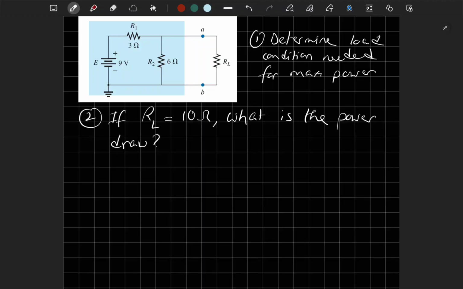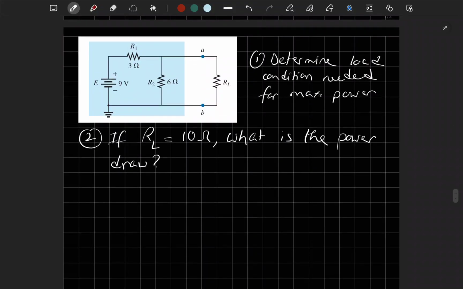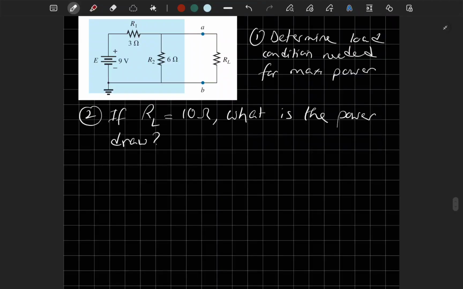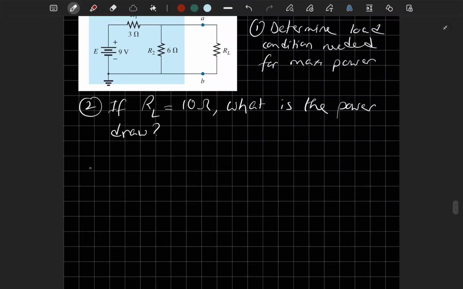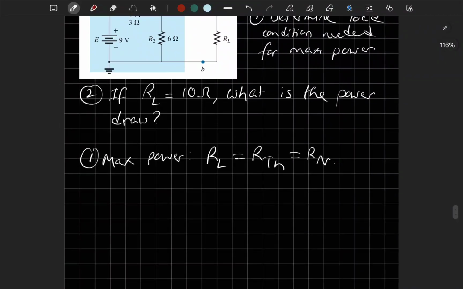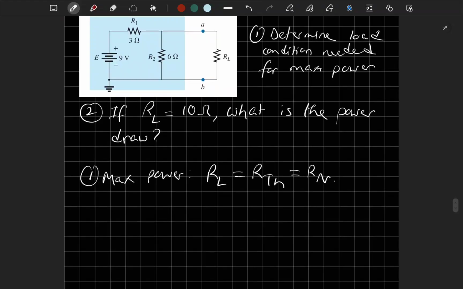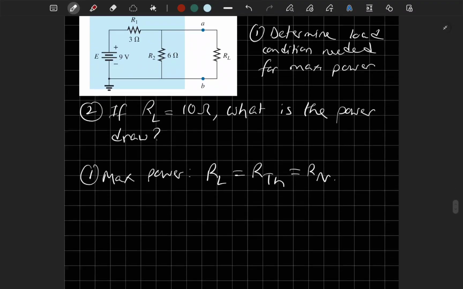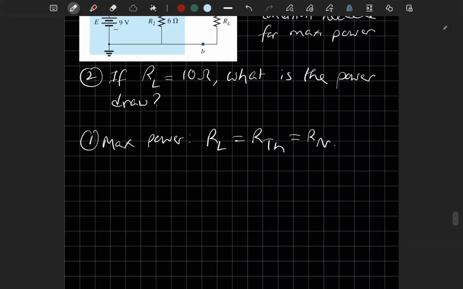Now let's practice a couple of questions using the maximum power transfer theorem. So at first we have: determine the load condition needed for maximum power transfer in this circuit. So remember, for max power, RL must equal RTH or R Norton. So first thing we'll do is apply Thevenin's theorem or Norton's theorem and find RTH or RN. It's all the same thing. I'll just mention RTH from now.